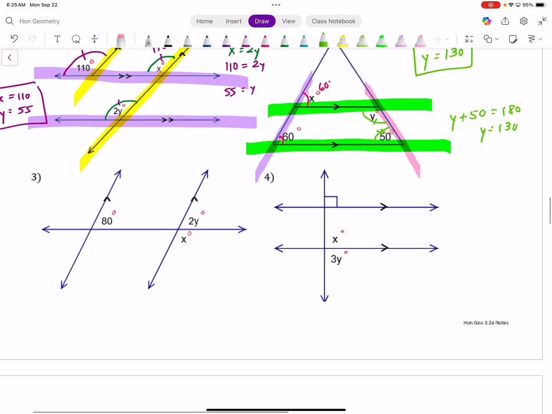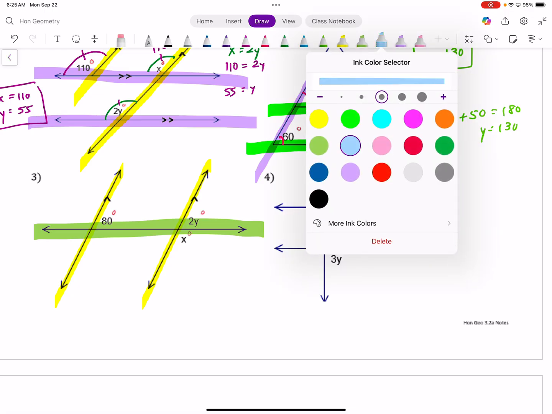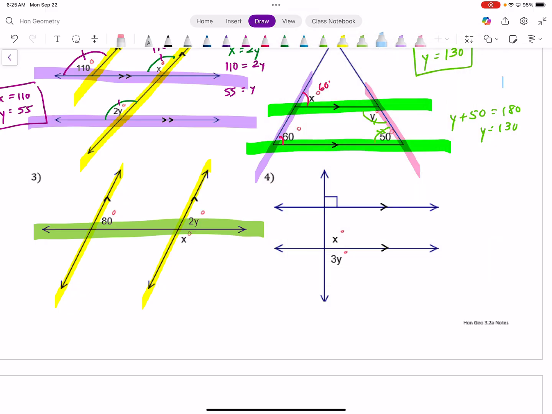Okay, right here we've got our two parallel lines. Here comes along a transversal. Ooh, I lost my blue highlight. Ooh, I like that blue. Let's do that. Okay, anyway, let's see.